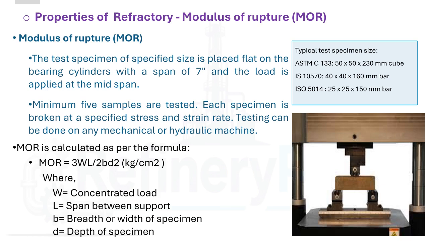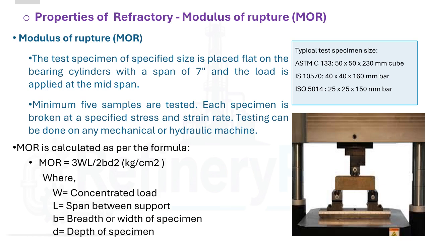So why is MOR important? Because many refractories face stress from thermal gradients and mechanical loading during service. A material with high CCS but low MOR can be brittle and prone to cracking under thermal shock. In short, MOR helps us understand how well a refractory can resist bending and cracking when exposed to real-world stresses.